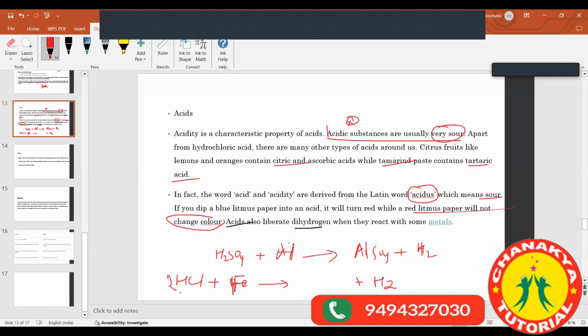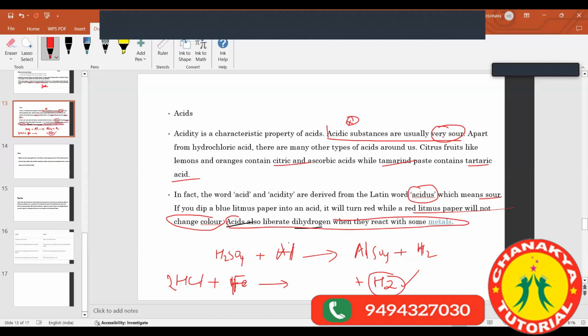Can I put 2 here? Yes, I can put 2 in front of hydrochloric acid. I can put 2, 3, 4 for balancing my equation. That is my wish. There is no problem in that. Because for sure I know that dihydrogen should release as per this condition. But I have only one hydrogen in HCl, so we'll put 2 in front.